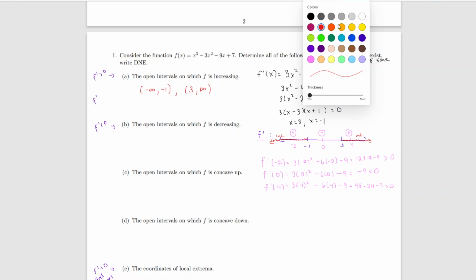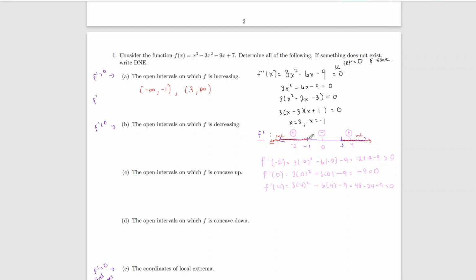Now where it's decreasing, that's just where the first derivative is negative, and that's in the middle here. So it's decreasing from -1 to 3. And that takes up our whole number line. So it's not increasing or decreasing anywhere else. We have everything figured out.